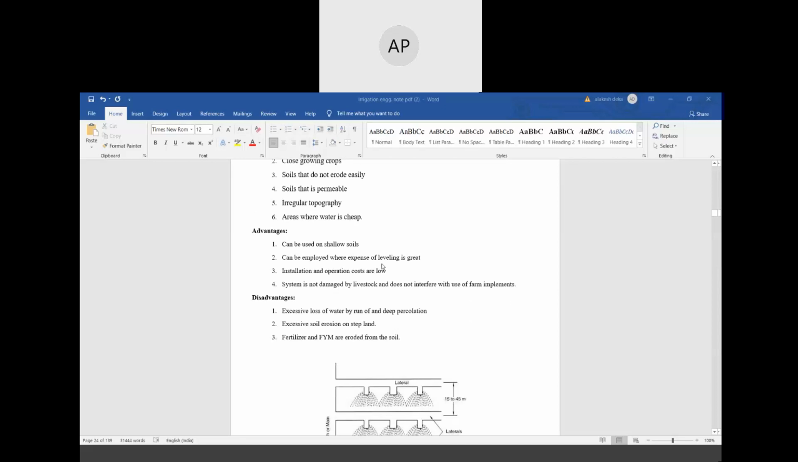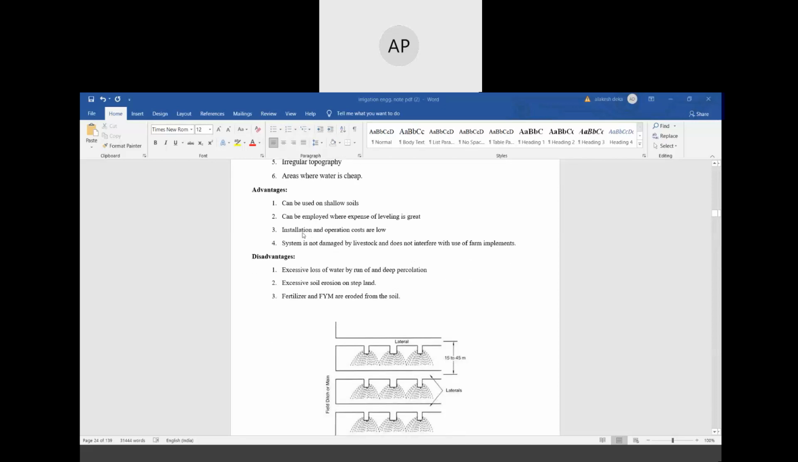So there are some advantages and disadvantages. The advantages are that it can be used on shallow soils and can be applicable where the expense of leveling is great. Installation and operation costs are low. The system is not damaged by livestock and does not interfere with the use of farm implements.